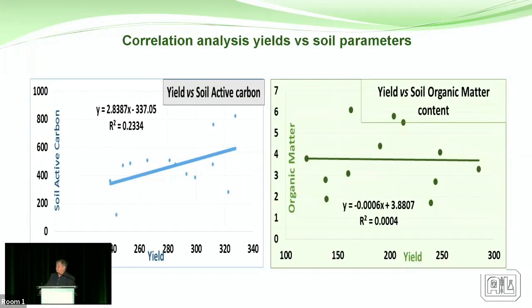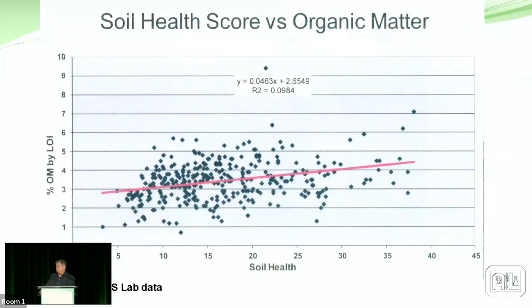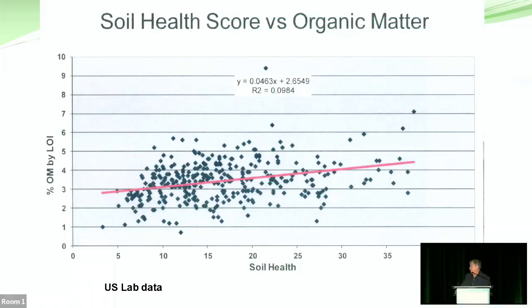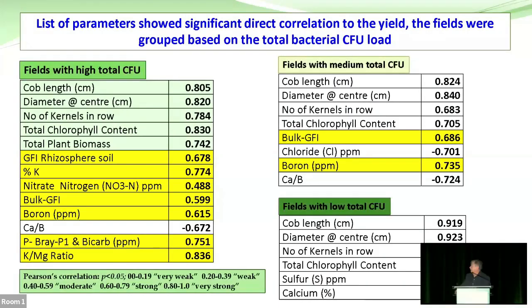Here you see reactive carbon and organic matter, and you see there's some relationship or correlation to yield in reactive carbon, but not so much organic matter. And again, we'll talk about that a little later. And that's not just us. Soliciting all the labs that do Solvita tests in the US, they're finding the same thing, that organic matter doesn't necessarily relate to increased CO2 respiration or soil health score.